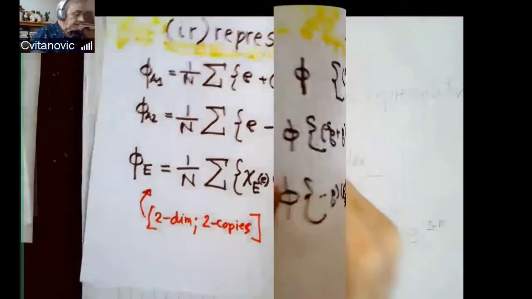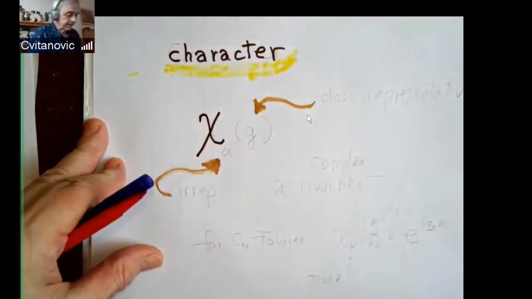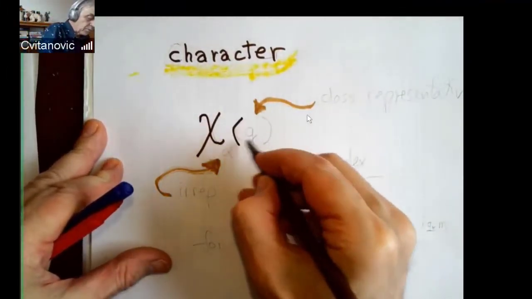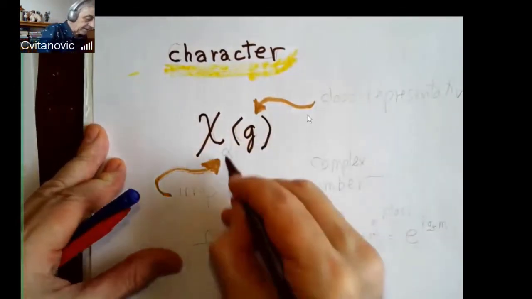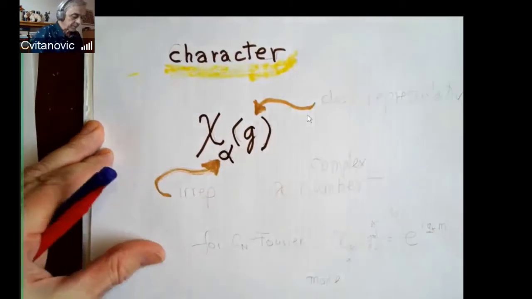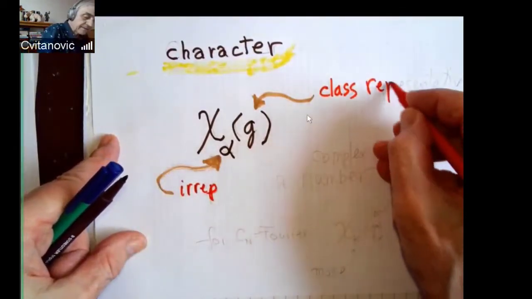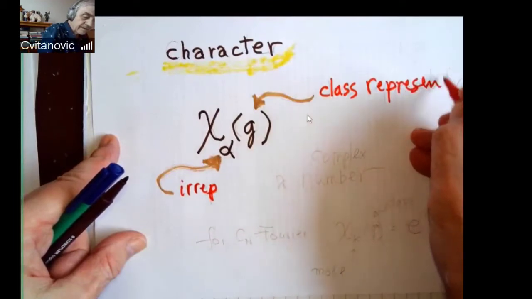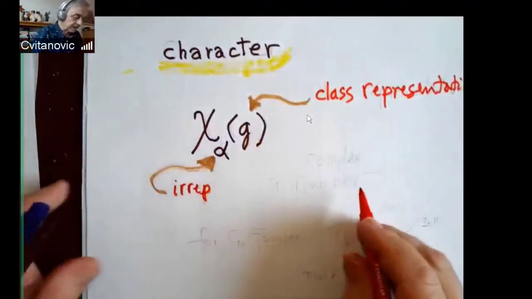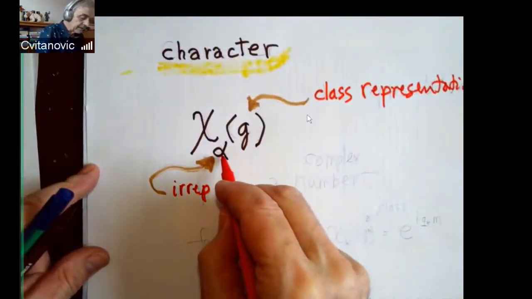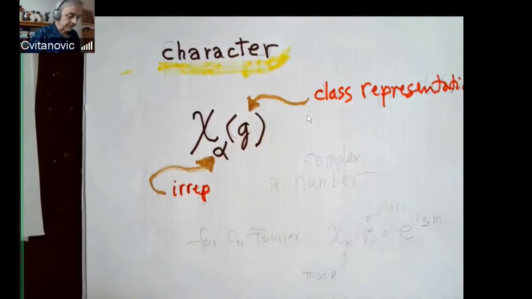So what is a character? It uses the letter chi for character. Every group element has a character in every irreducible representation. For every class, I can take any group element in a class, and I'll get the same character. And for every irreducible representation, like the fully symmetric representation, we'll get it.